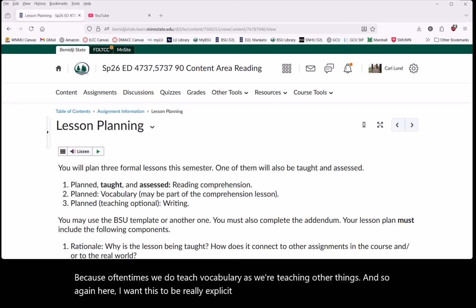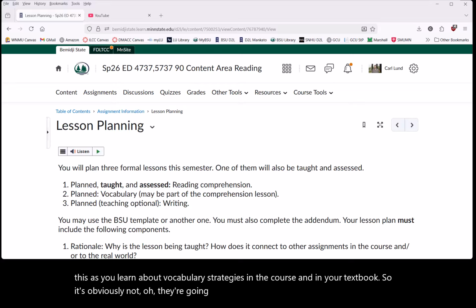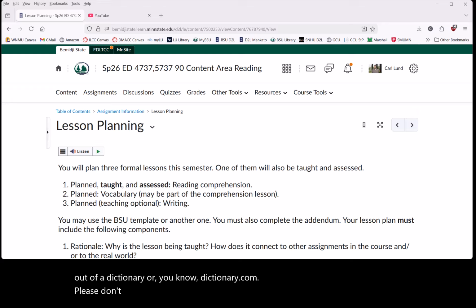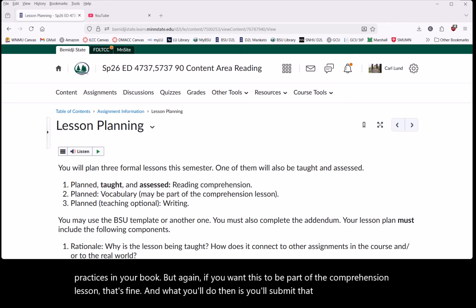You'll learn about this as you learn about vocabulary strategies in the course and in your textbook. So it's obviously not, oh, they're going to learn these 5 words that they're going to copy out of a dictionary or dictionary.com. Please don't do that. Make sure that your vocabulary instruction is explicit, following practices in your book. But again, if you want this to be part of the comprehension lesson, that's fine. And what you'll do then is you'll submit that part to the vocabulary lesson assignment.